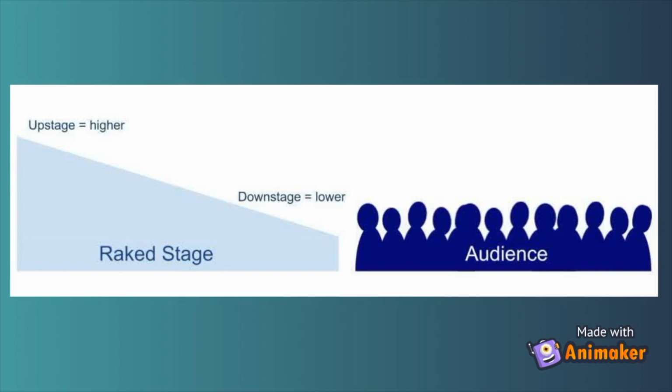This diagram demonstrates where we get our terms from. The director requested you to cross downstage, remember? According to this diagram, downstage is the area nearest to the audience, because on a raked stage, this is the area that is literally lower to the ground.